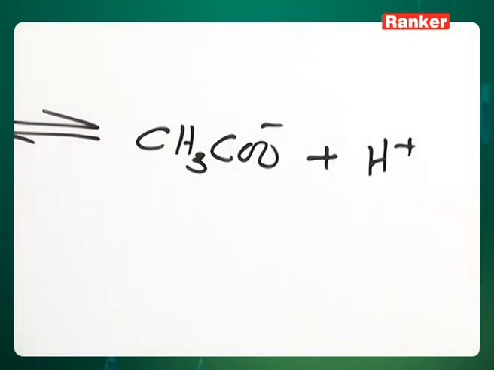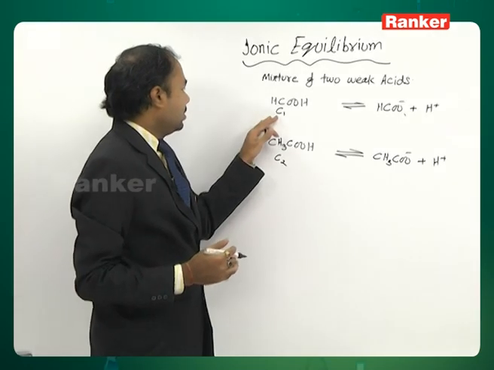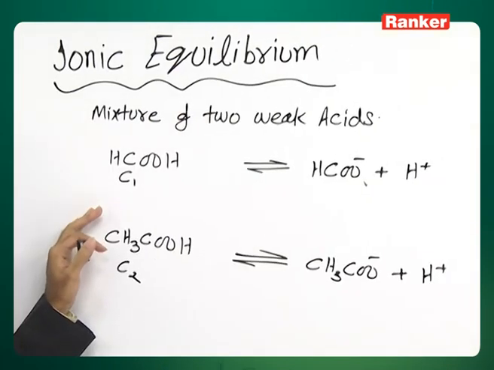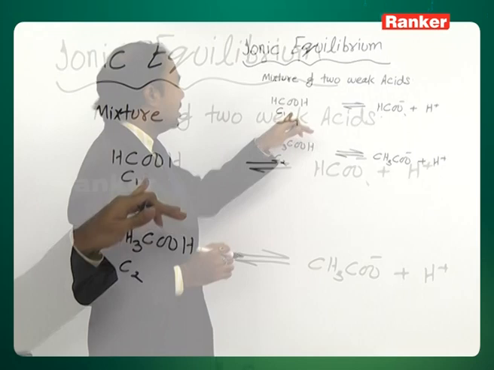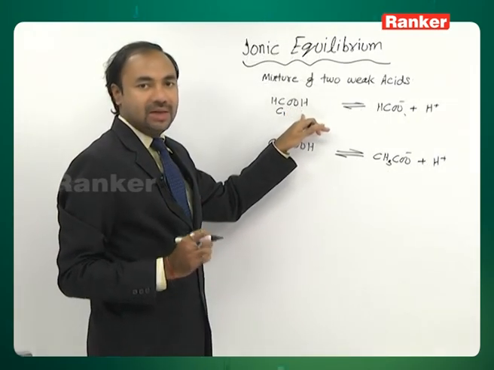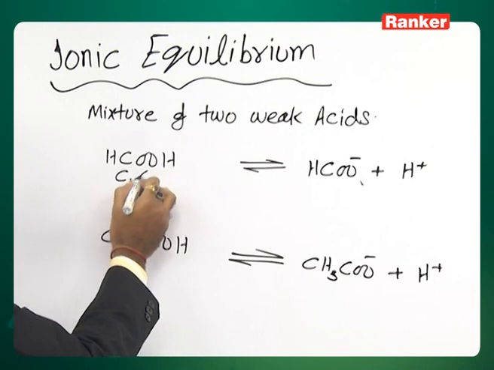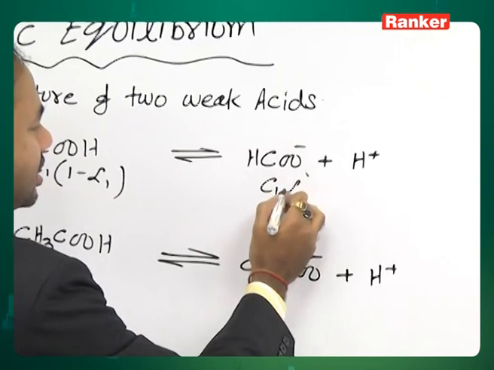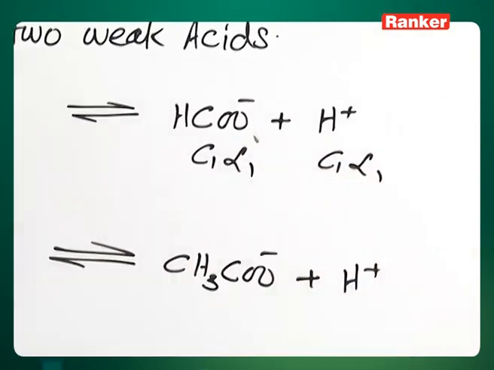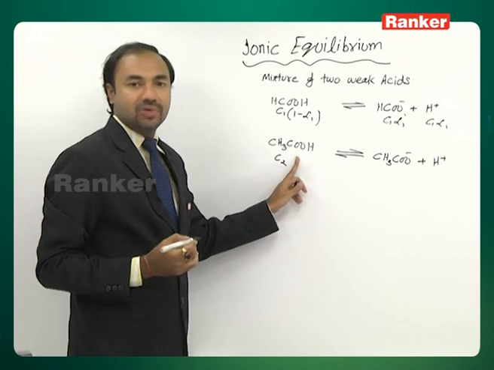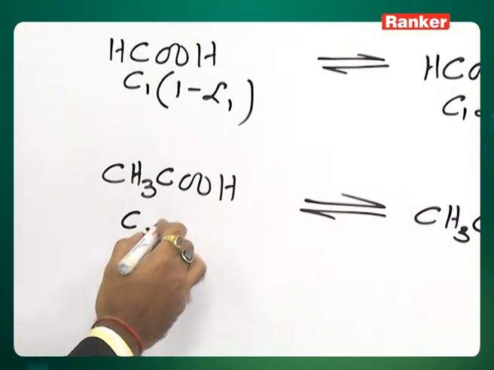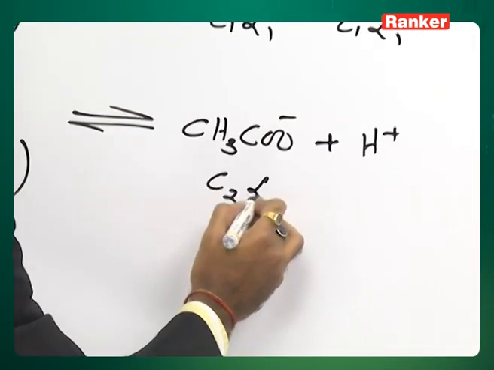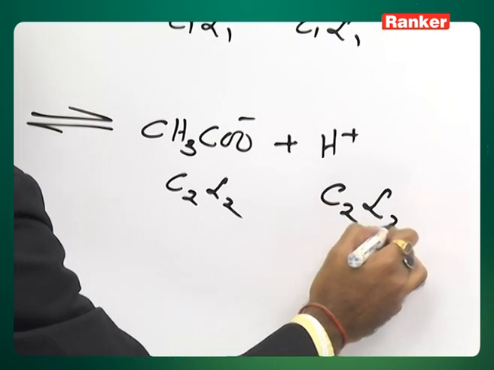and H plus ions. Now, the degrees of dissociation may or may not be the same depending upon the concentrations as well as Ka1 and Ka2 values, but we assume here that the degree of dissociation of formic acid is alpha 1. So, the equation becomes C1 into 1 minus alpha 1. This will be C1 alpha 1 and C1 alpha 1. While in this case, the degree of dissociation we assume to be alpha 2. So, this becomes C2 into 1 minus alpha 2. This becomes C2 alpha 2 and C2 alpha 2.